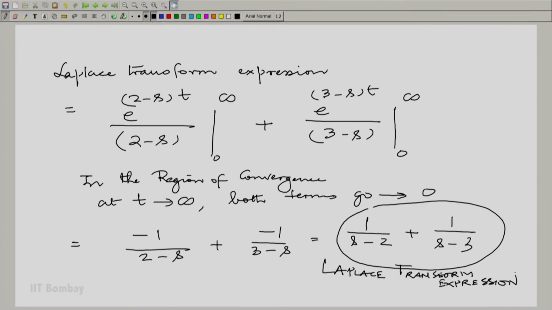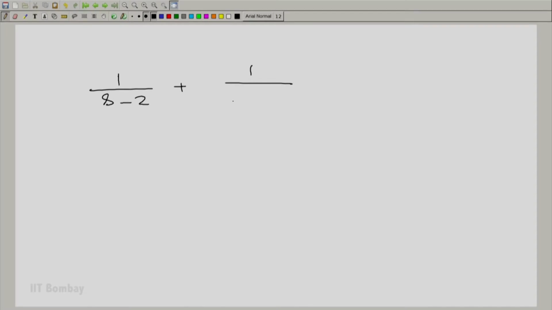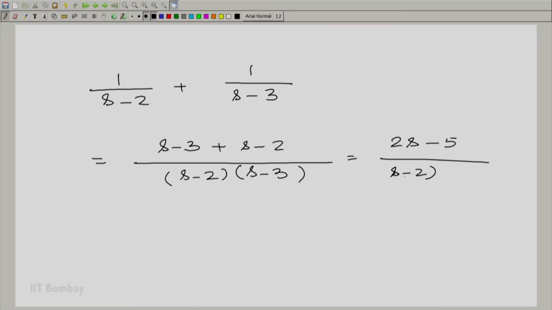Of course, we can simplify this in various ways. For example, we are perfectly at liberty to combine these terms.